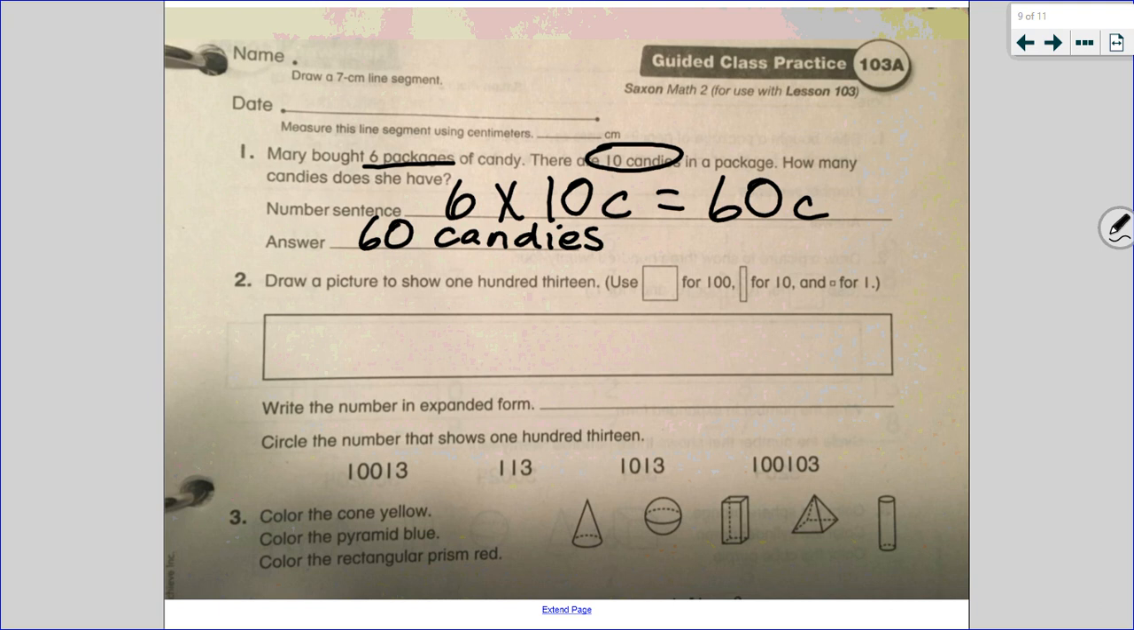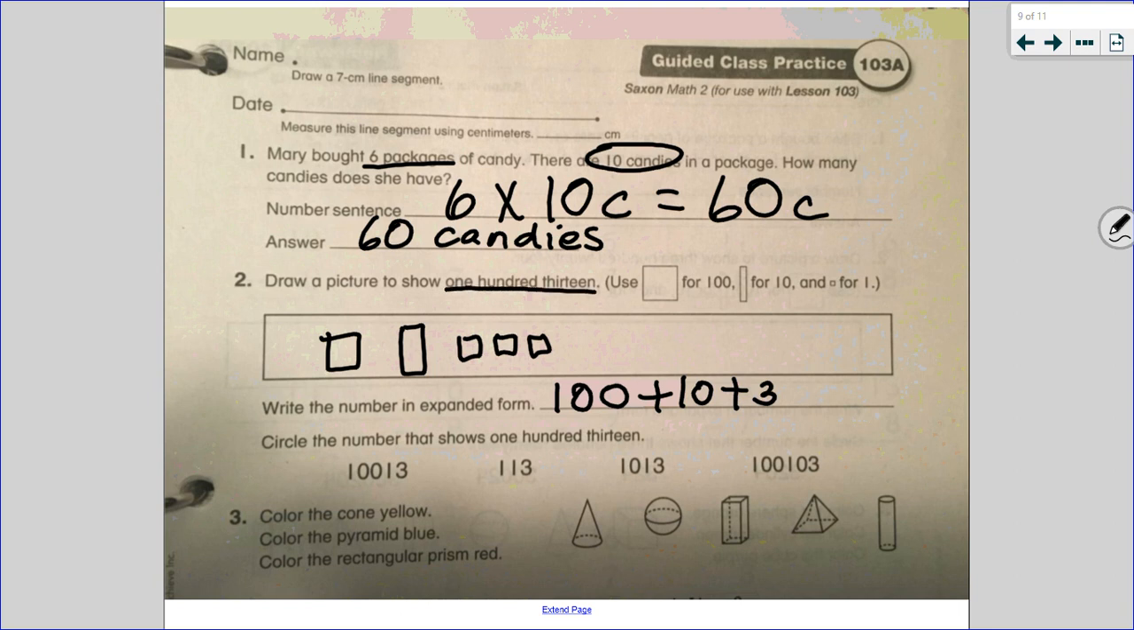113. Use our base 10 blocks for models. So 100, 10, and 3 ones. Write that number in expanded form. 100 plus 10 plus 3. And that equals the number 113.